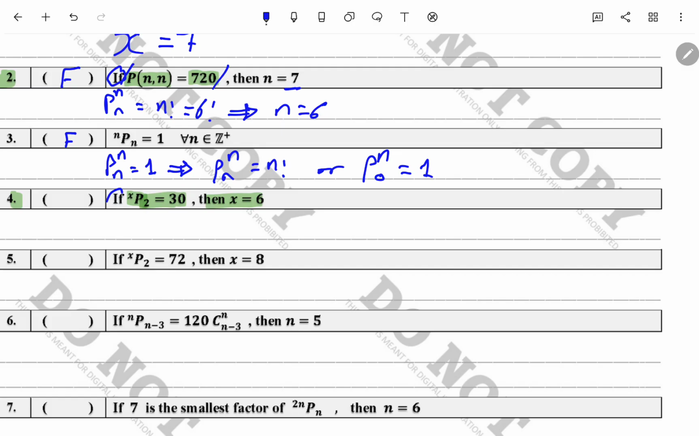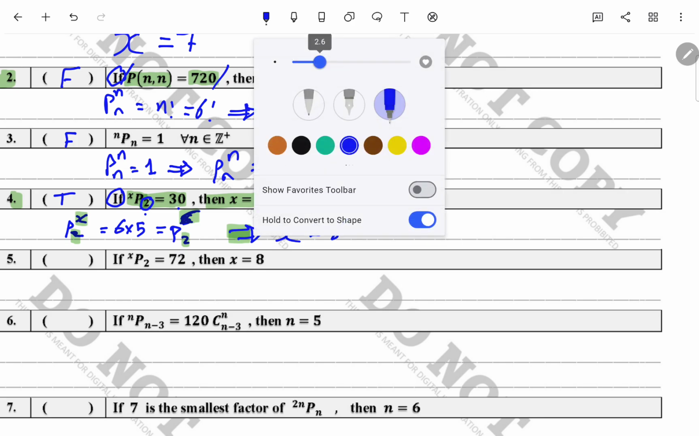We can start from the given by thinking about two factors consecutive to each other that will give you 30. They are exactly 6 times 5. So that will make it 6 permutation 2, because this is the biggest factor, permutation with 2. We can see that if r are equal, then these n's are equal to give you x equals 6, which makes it true.